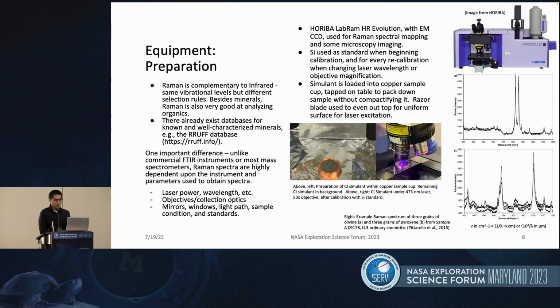Our sample is loaded into a copper sample cup that you see here. It's tapped on the table to distribute the sample throughout without compressing it, and then a razor blade is used to clean off the excess over the lip of the cup. From here, we analyze the sample, and when done, we return the remaining sample, and the sample cup is cleaned with acetone.